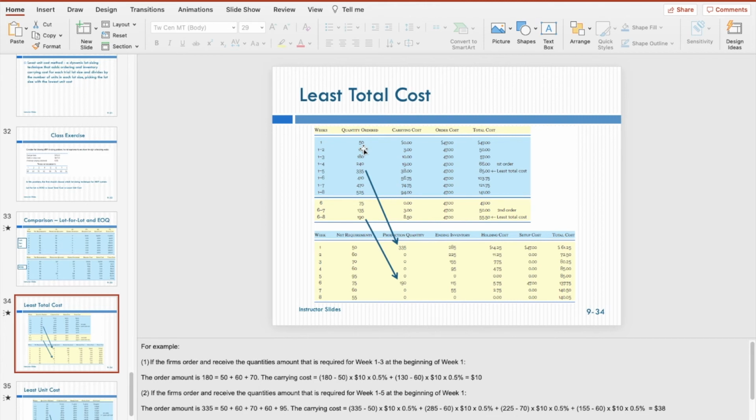How to basically calculate this? Simple enough, right? 60 times 10 times 0.5%. That actually will give you $3. Okay? And since you ordered that at the beginning of week 1, you also basically incur this $47 as the ordering cost, right?